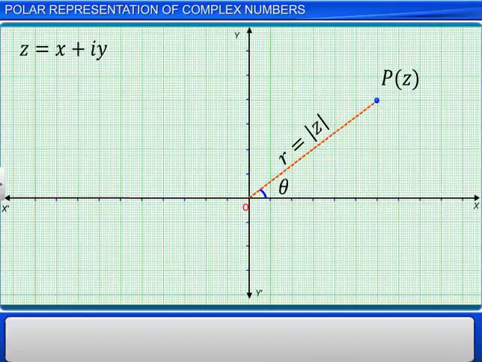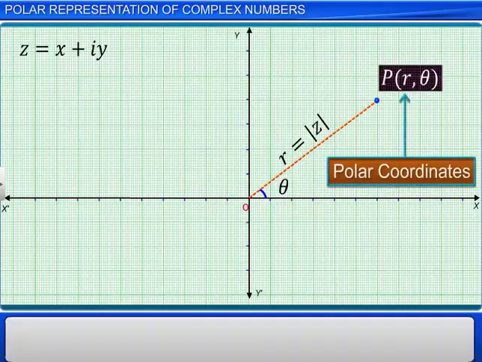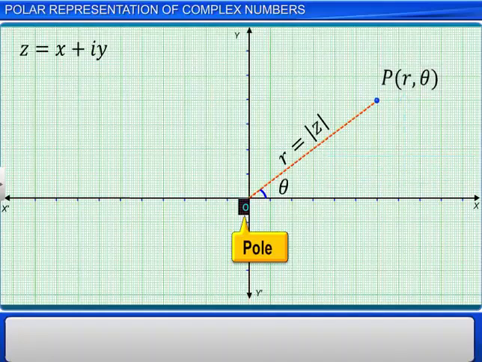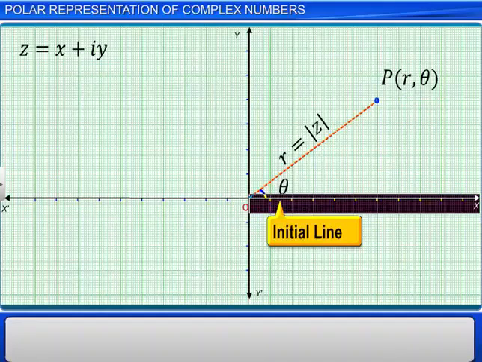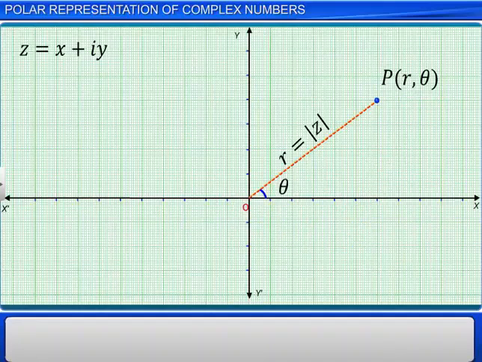The complex number z can also be uniquely located in the xy plane by the ordered pair of real numbers (r, theta). The coordinates (r, theta) are called the polar coordinates of point P. The origin is considered as the pole and the positive direction of the x-axis is called the initial line. Let's establish a relationship between the Cartesian coordinates and the polar coordinates. Let's draw a perpendicular from point P to the x-axis. The length of PM is y units and the length of OM is x units.